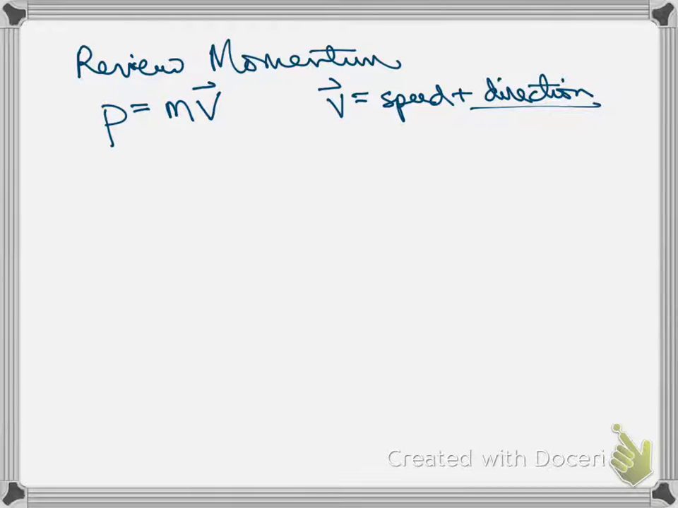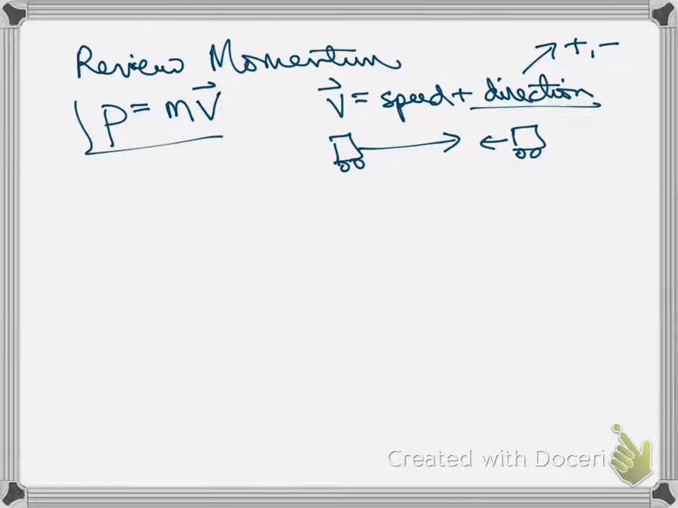For instance, we're going to talk about collisions, and one object going this way versus one object going this way. These look like little toy cars, but this could be football players or lacrosse players or dancers that are out of control. If they are going in opposite directions, we have to account for that, and usually we do that mathematically with a plus or a minus. Okay, so this is how you calculate momentum.